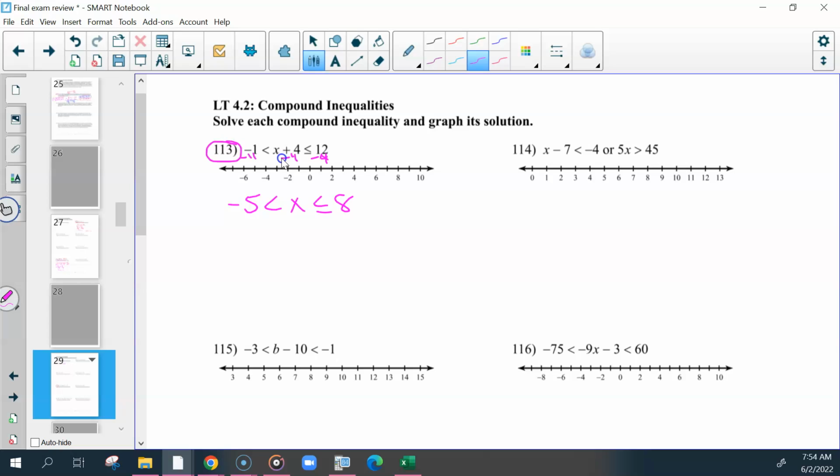When you draw "and" inequalities, those should graph together. So this would be an open circle at negative 5, a closed circle at 8, and a line that connects them in between. Do we have any questions on that?